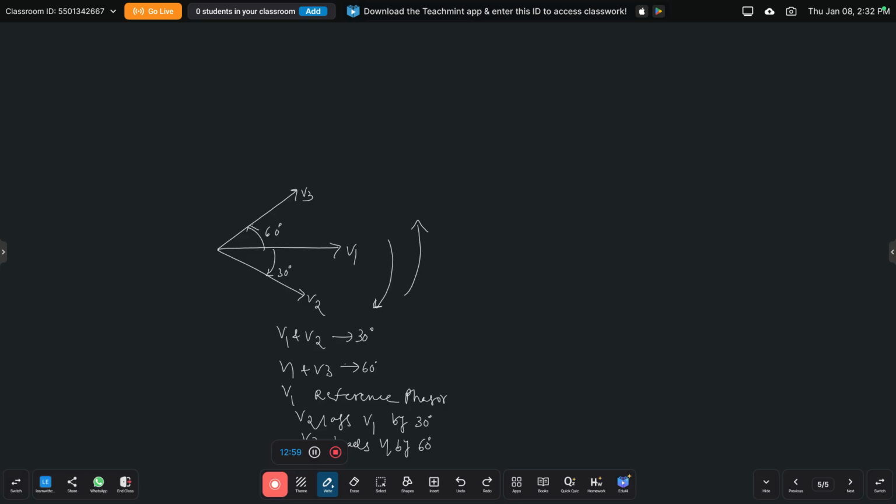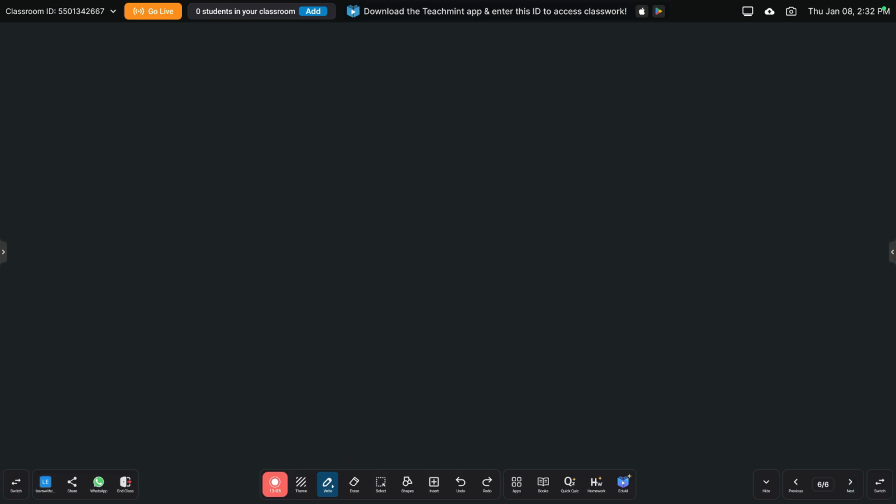Now, the next one is very important. In AC circuits, we have the J operator or the J notation. The J operator or J notation is very important. Now, how do you define the J operator or J notation? It is a quantity that, when it acts on any phasor, turns the phasor by 90 degrees in the anti-clockwise direction.